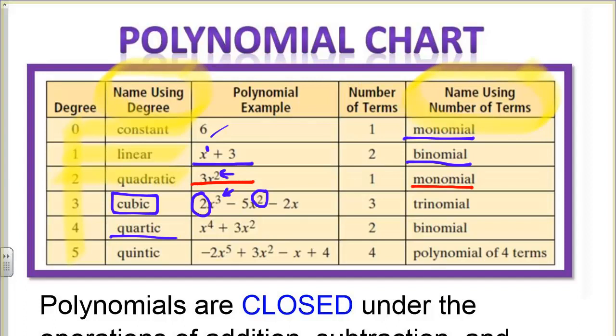This cubic down here has 3 terms. We call it a trinomial. But by the time we get back up to the quartic, it only has 2 terms separated by 1 plus sign, so it's back to a binomial. So it is a quartic binomial. Typically anything over 3 terms, which is trinomial, we just refer to it as how many terms the polynomial has.